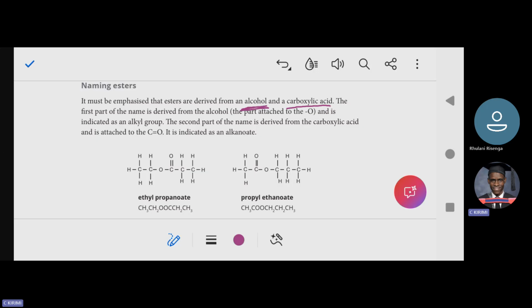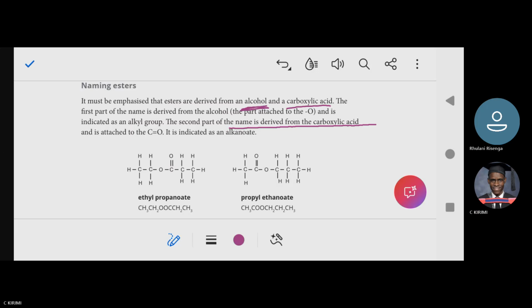So always when you say propyl, it's coming from propanol. That is, the first name is derived from an alcohol, the part of the O, which is indicated by the alkyl group. The second part of the name here is derived from the carboxylic acid. So from an alcohol and the carboxylic acid, we form those esters. So it's attached to the CO, which means you call it the alkanoate.